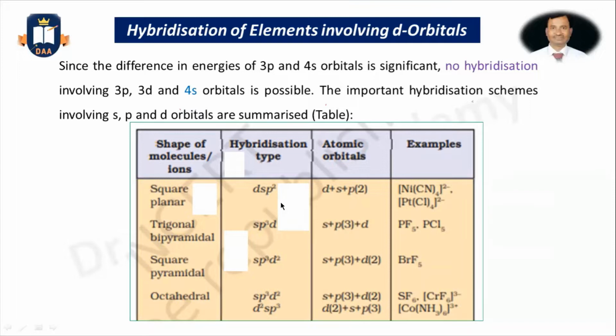Some important hybridizations you can find in this table: the hybridization type, how many and what types of atomic orbitals are involved, and examples of molecules with their shapes. So I'll discuss two examples.